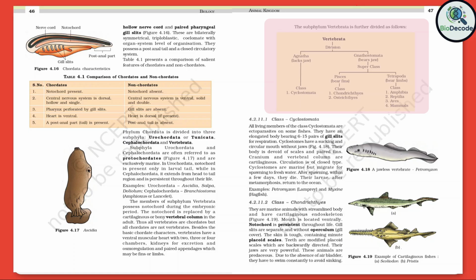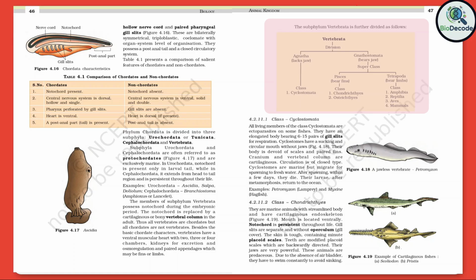Tetrapods are divided into four classes. First, Amphibia, vertebrates like frogs and salamanders, which exhibit dual life, beginning in water and maturing on land, possessing moist skin for respiration. Second, Reptilia, reptiles such as snakes, lizards, turtles, and crocodiles, adapted for life on land with scaly skin, internal fertilization, and amniotic eggs.